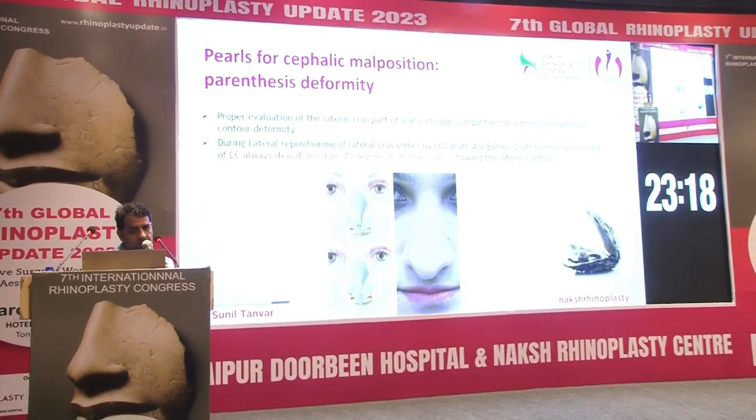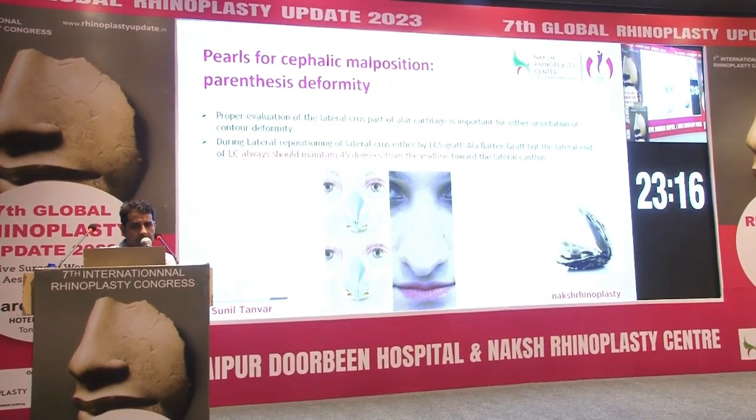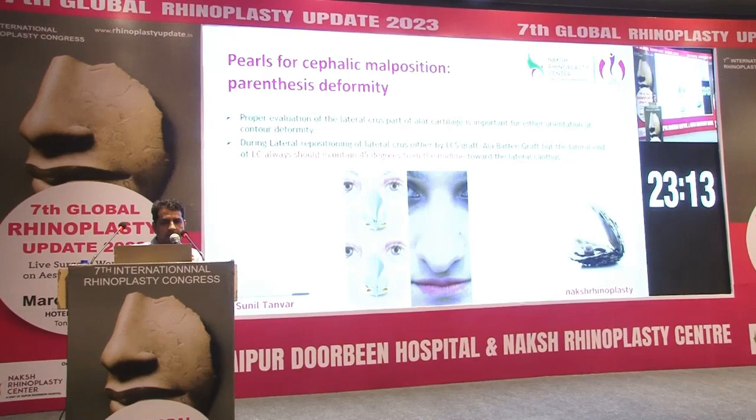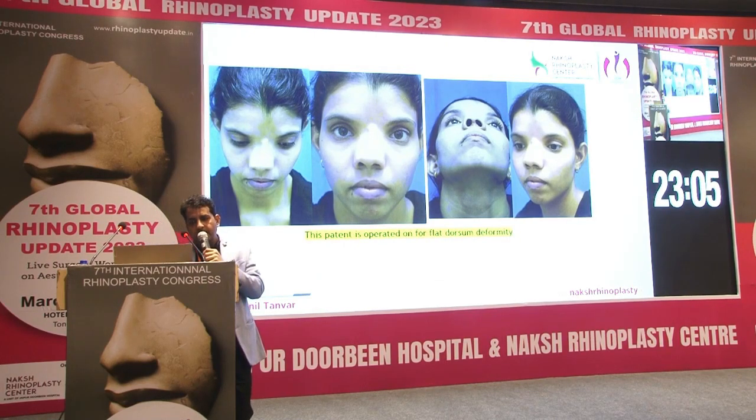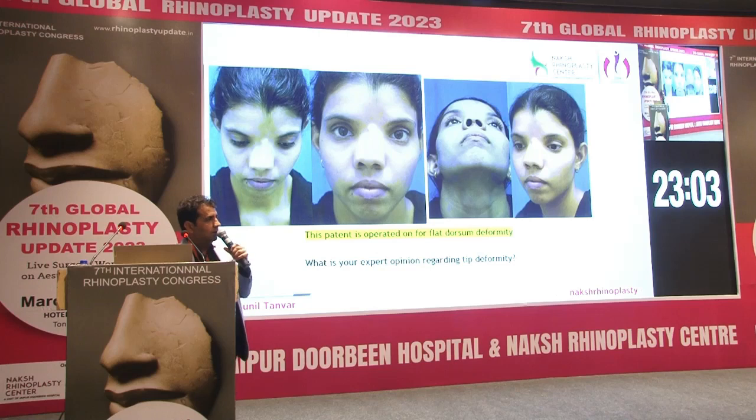Perfect. So we reposition this lateral crus. Basically after the lateral crura repositioning, we reposition it just toward the lateral canthus. So basically this is the cephalic malposition of the crura. And when we shift the lateral crus position, it should be exactly around 45 degrees from the midline. This is the important thing. And I think this is the last patient, who has a history of surgery for a flat dorsum. So Dr. Pradeep Goyal sir, what is your opinion for this patient?